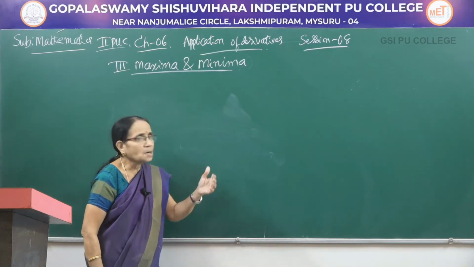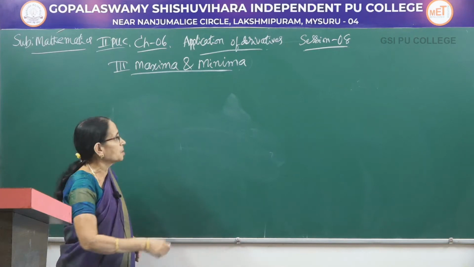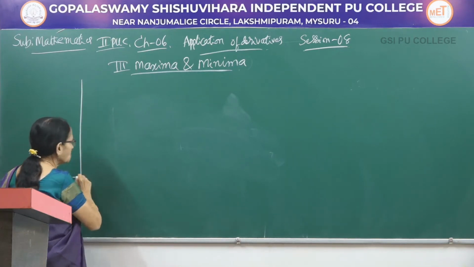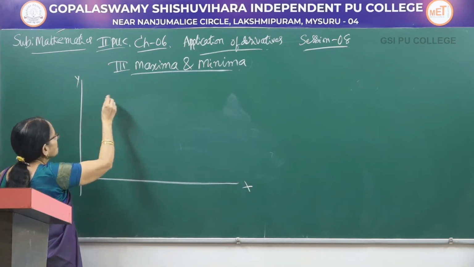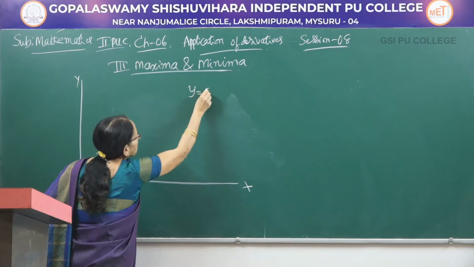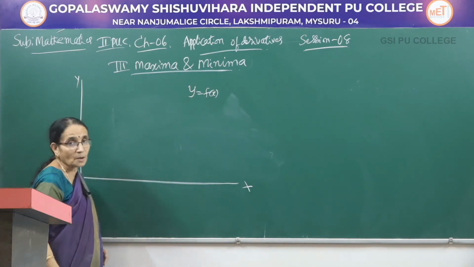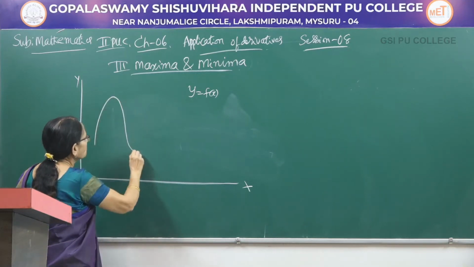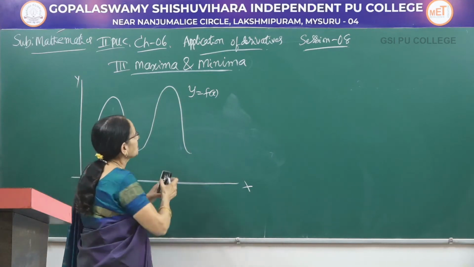Now, in detail we are going to study about the minimum and maximum point. Now let me consider a curve here. Let me draw the graph of a function, say y is equal to f x. So let me consider the graph of a function y is equal to f x. When you draw the graph now, say it may look like this.